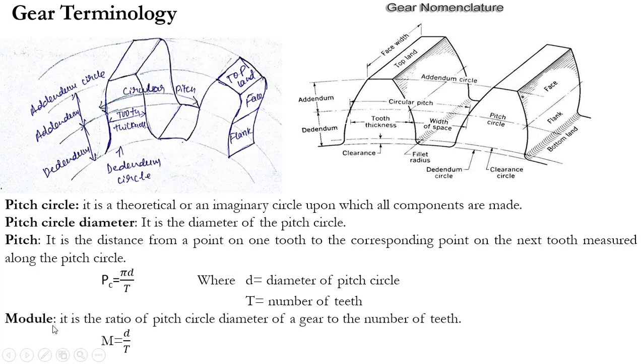Next, the next definition is module. Module, again, is the ratio of the pitch circle diameter of a gear to the number of teeth. It is a very simple definition to remember. It is the ratio of the pitch circle diameter of a gear to the number of teeth on that gear. So module m is equal to d divided by t, where d is again the pitch circle diameter of the gear, and t is the number of teeth. So we write m is equal to d by t. This is module. Remember this.